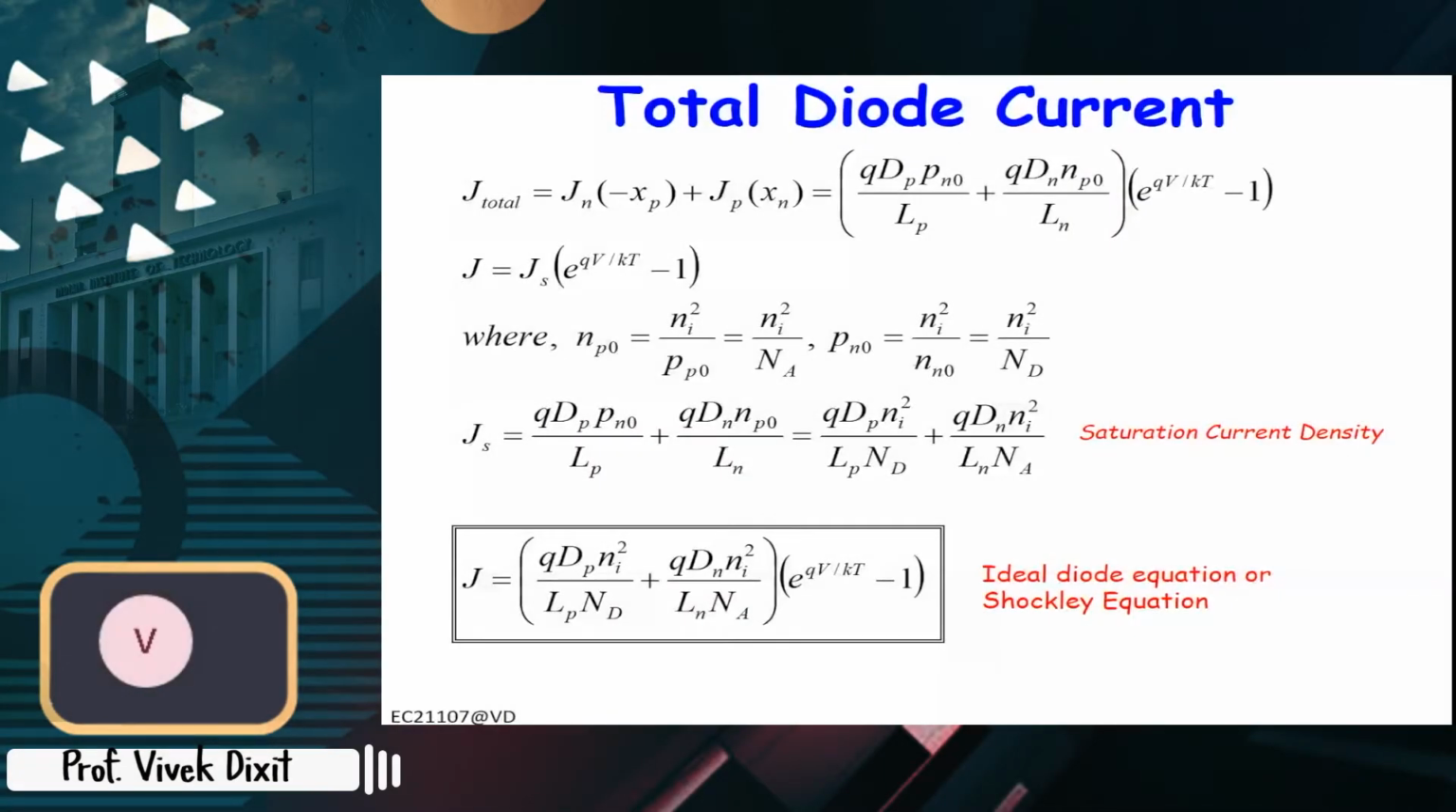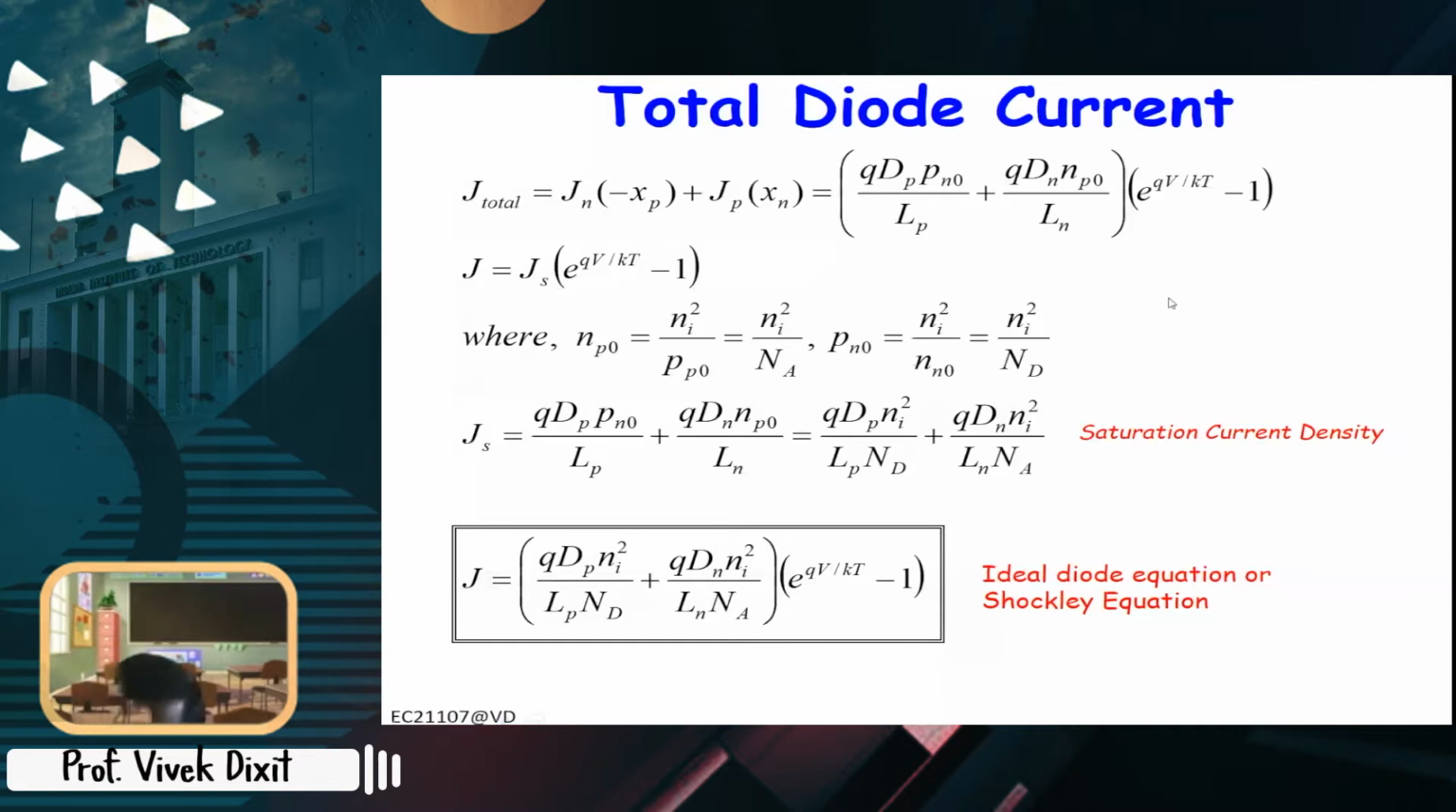So last class we discussed the derivation of current through the diode. What we did, we solved a minority carrier diffusion equation, right? And when we solved the minority carrier diffusion equation, we obtained the expression for diffusion current. So we were discussing the diode current. When we solve the minority carrier diffusion equation, we obtain the diffusion current through the two regions.